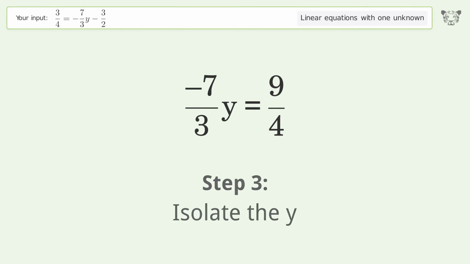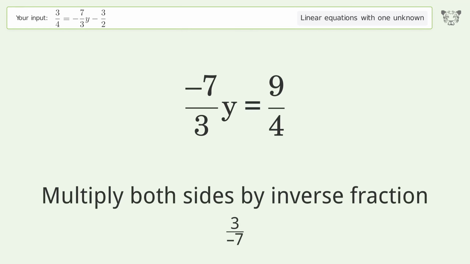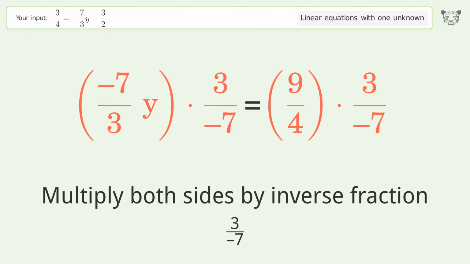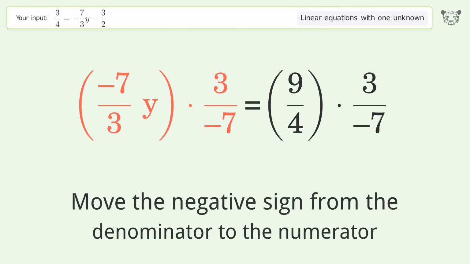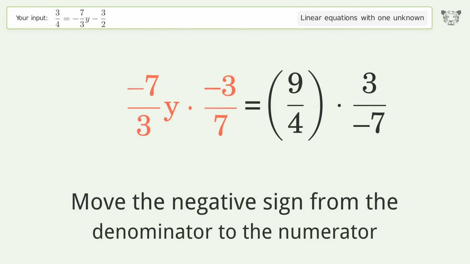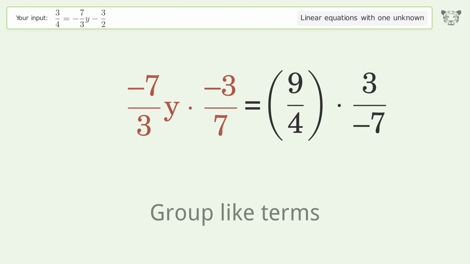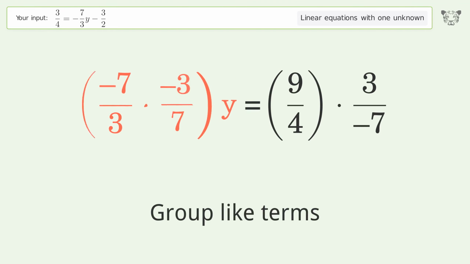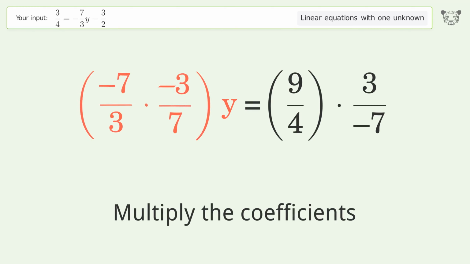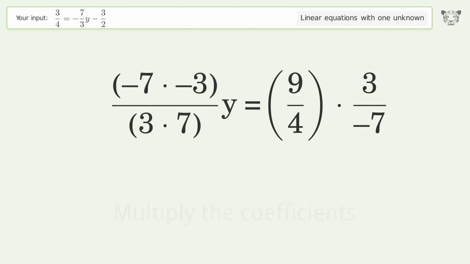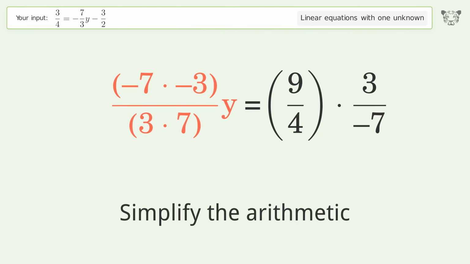Isolate the y. Multiply both sides by inverse fraction 3 over negative 7. Move the negative sign from the denominator to the numerator. Group like terms. Multiply the coefficients. Simplify the arithmetic.